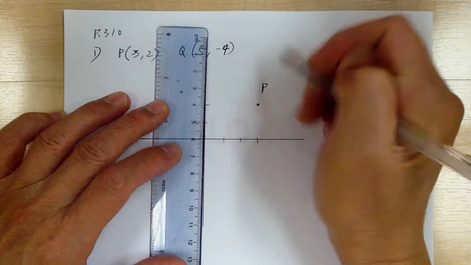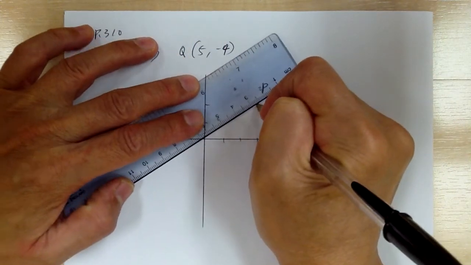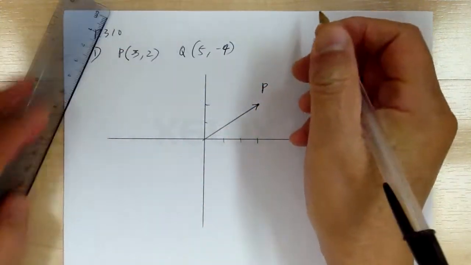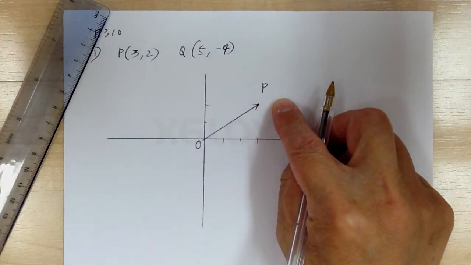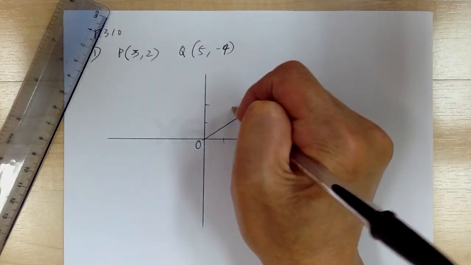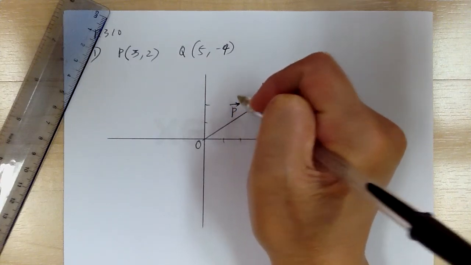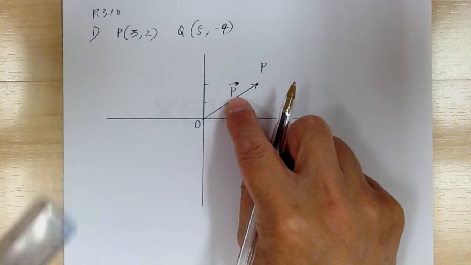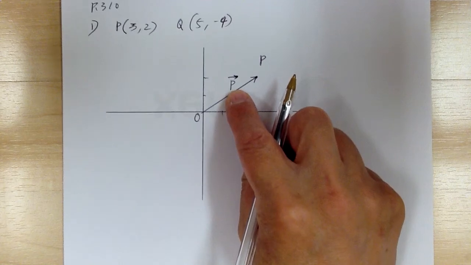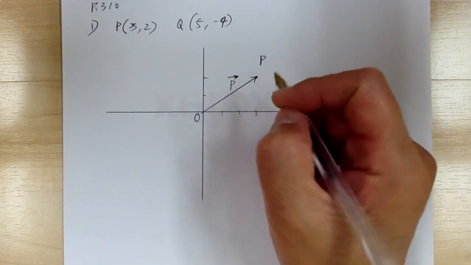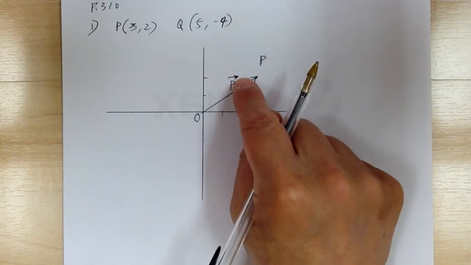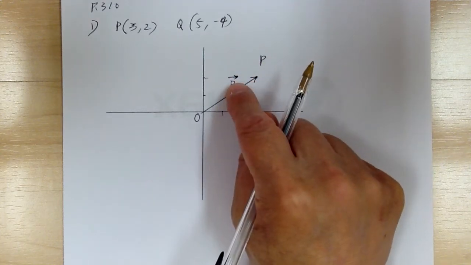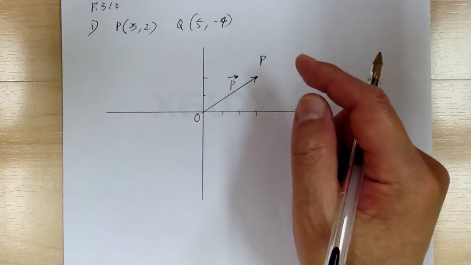So that's a point P. So you want to go from origin to that. So this is your vector P. Okay, so that's the first part. Again, in the book they use the boldface type letter, but when you write, it's kind of hard to tell if it's bold type or not. So I'm going to put an arrow on top, to indicate that this is the vector P.